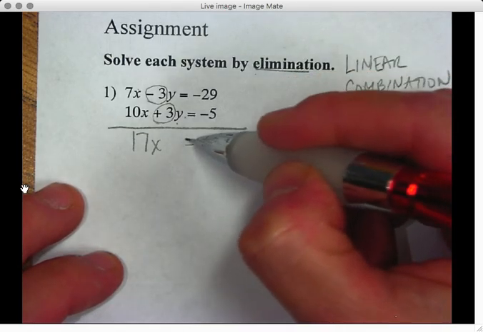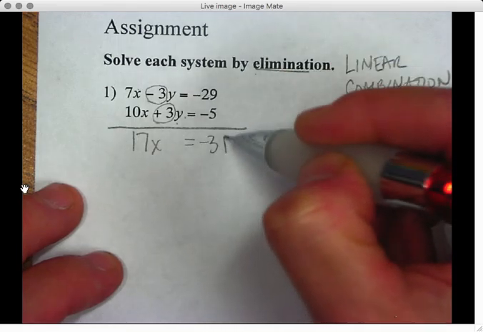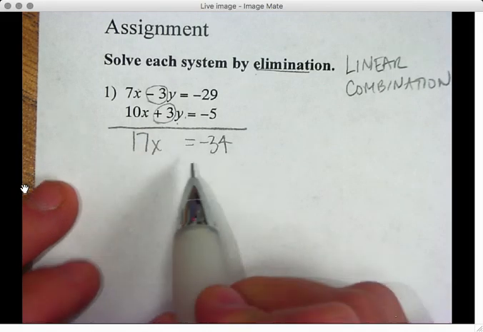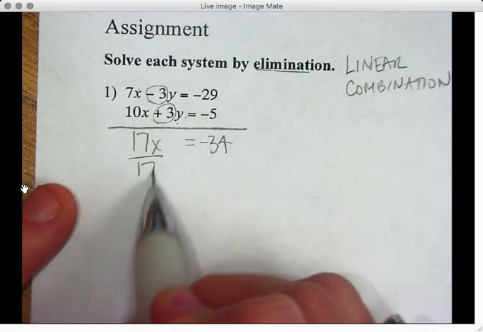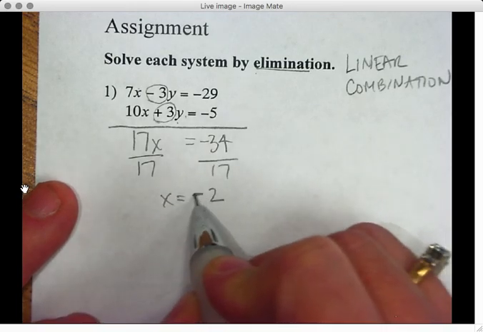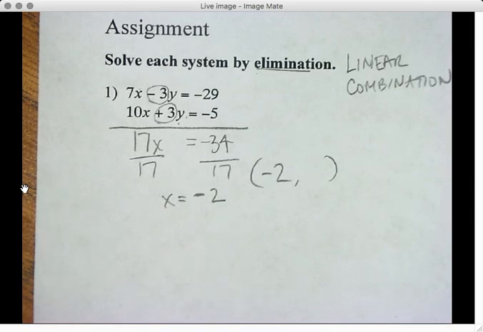I'm going to bring down my equal signs. And when I add these two numbers, I get -34. All right. And so you see an equation that's really easy to solve. All I have to do is divide both sides by 17. And I have x equals -2. All right. So I have half of my answer already.